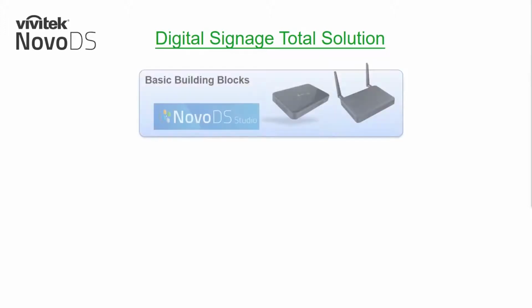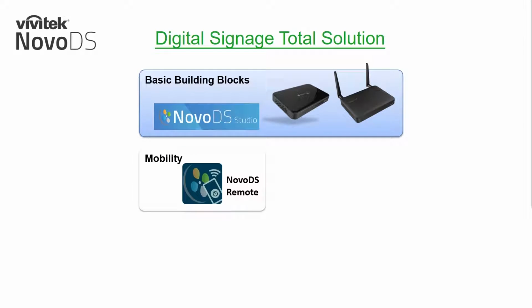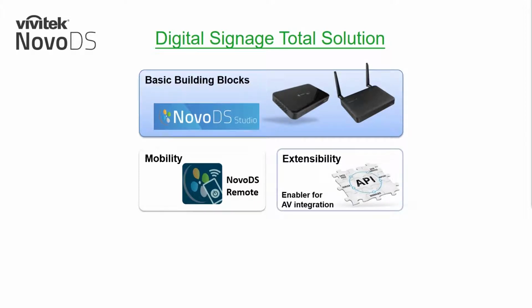Now, to get a better understanding of our complete solution, let's go over the basic building blocks, which are the NovoDS and NovoDS 4K device and the NovoDS Studio software. The software is both Mac and PC compatible and functions as your content management system. I'll be showing you the software in our live demo to show you how easy it is to use. For mobile control, we have our NovoDS Remote. It's our free Android or iOS remote application that allows you to manage your networked NovoDSs without the need of a laptop. For extensibility, we have our API released for custom AV integration.